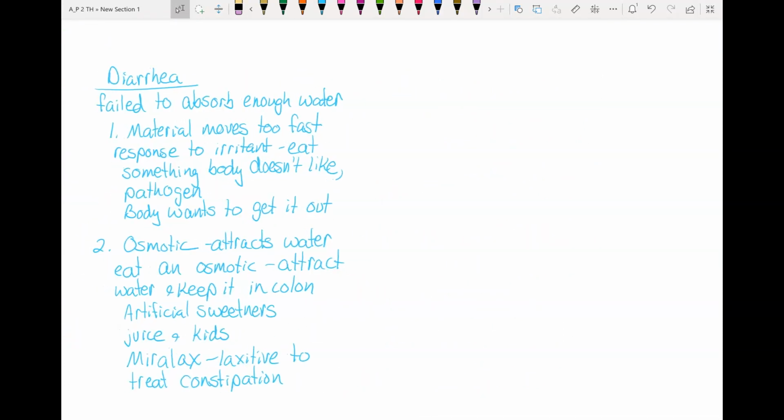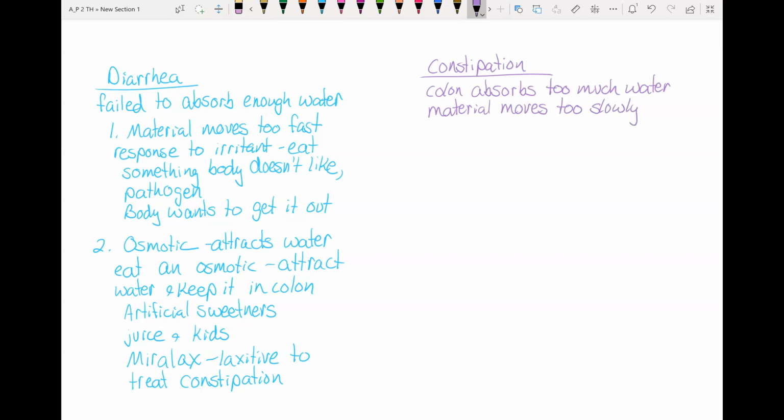So then constipation is the other side of the spectrum. It is the opposite of diarrhea. So this is where the colon absorbs too much water. And this tends to be because the material moves too slowly. So since the material is moving slow, it's staying in the colon longer and you're absorbing more water from it.